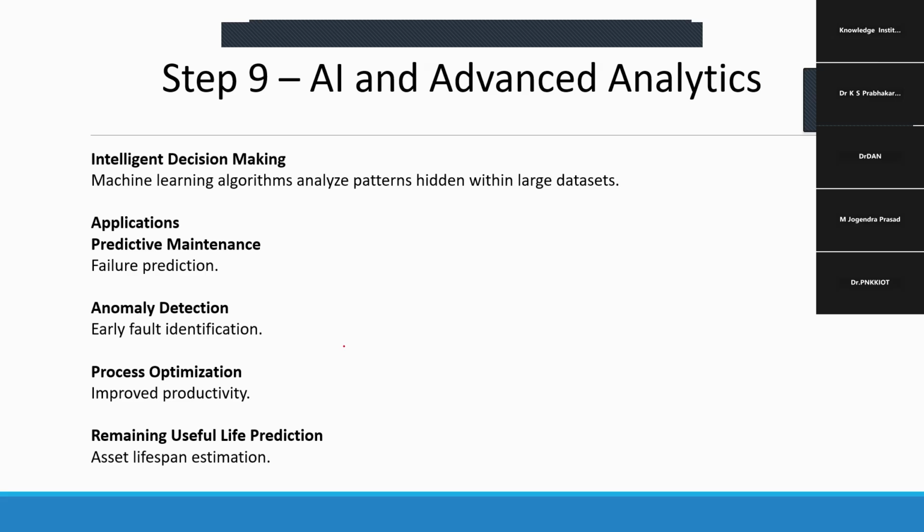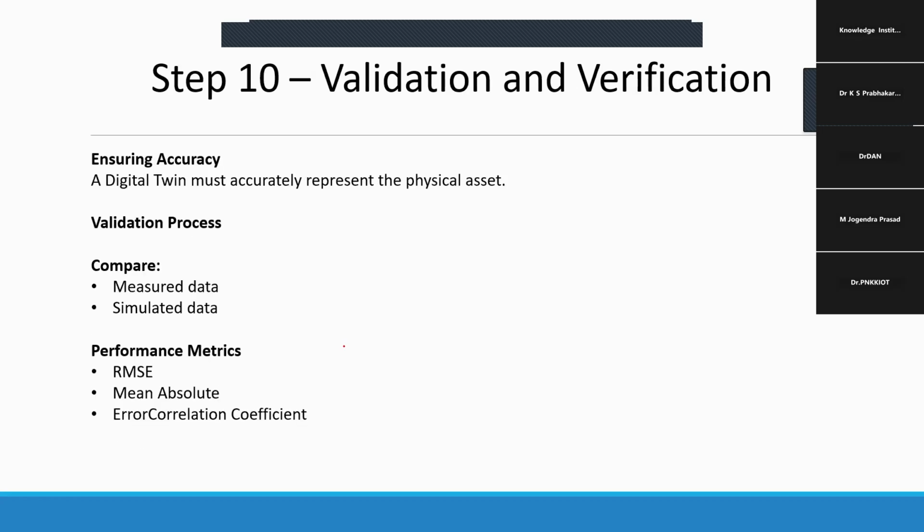Anomalies can be predicted, along with quality prediction and process optimization. These things can be easily done by this process. In that way, we can do failure prediction or early fault identification, productivity will also increase, and finally the lifespan estimation will also be enhanced. So these are all the advantages of using AI and advanced analytics.